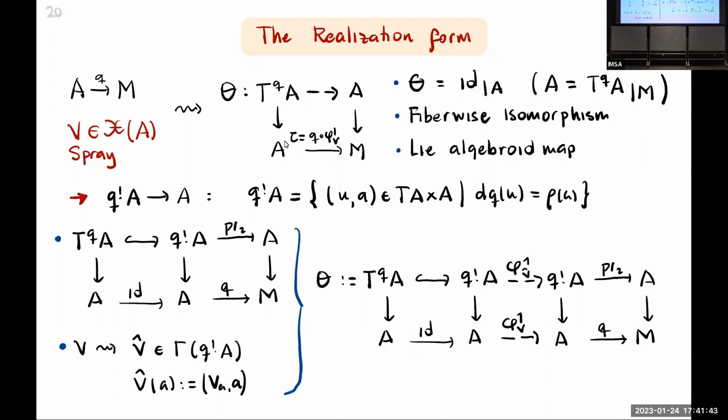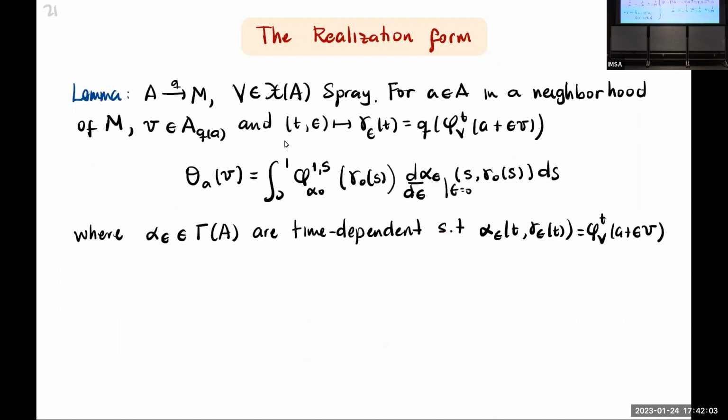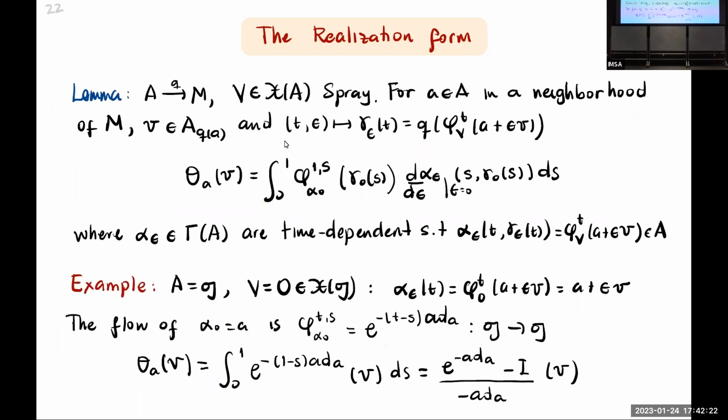And the other thing is that, okay, the first condition, that theta is the identity when I restrict to the algebroid, and that it's a fiber-wise isomorphism, will come from the homogeneity of B. Okay, this I will not prove, it's just a computation. But then we have a very explicit formula that gives us this realization form. You can ignore what is written there because I just want to compute it in a very simple example, which is the following.